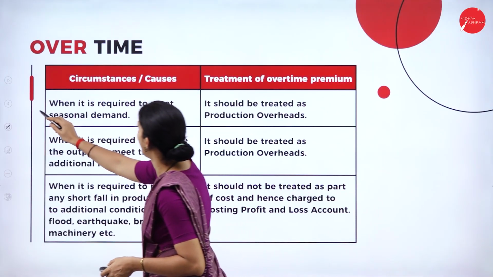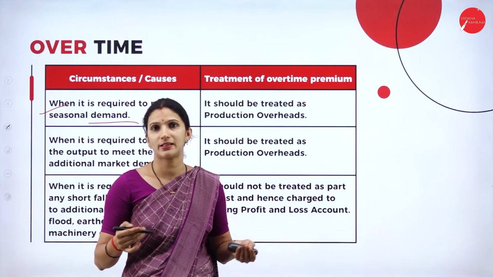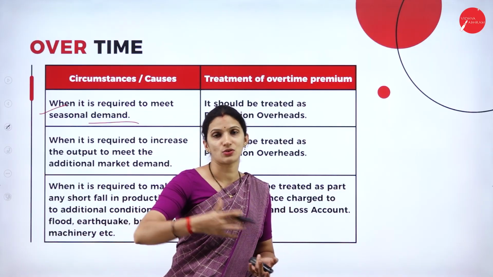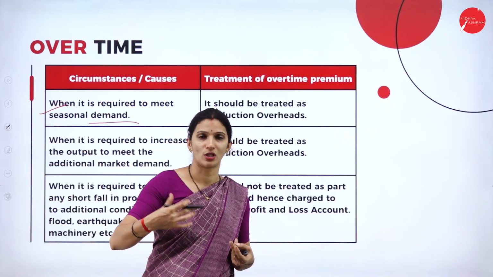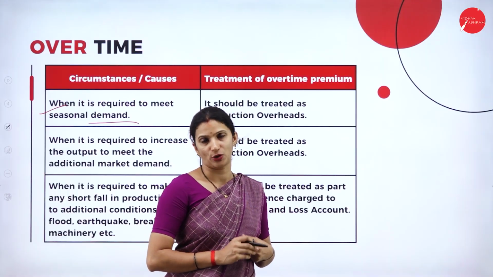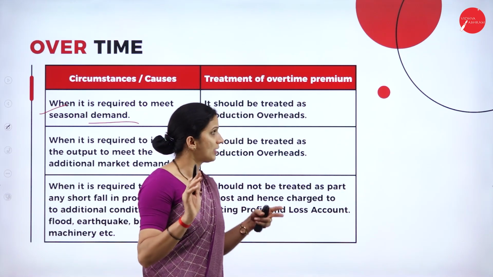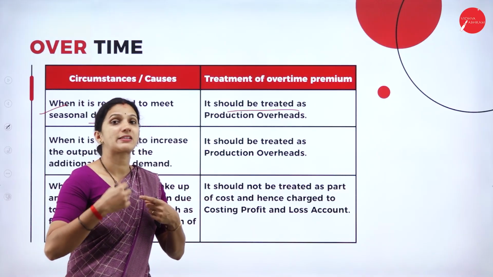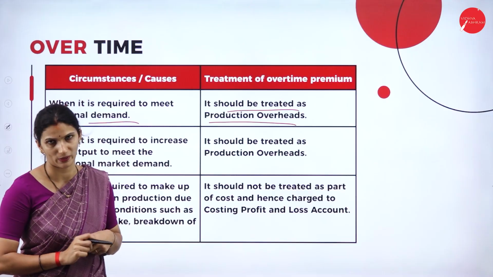And then we have when it is required to meet the seasonal demand. Sometimes you can see certain seasonal demand or a sudden increase. If the rainy season comes, then the production of umbrellas should be more. To fill that demand, when they have to produce more product, obviously the employees will be directed to work more time. In that case, the overtime wage, that is the extra payment made for that work, will again be treated as production overhead.